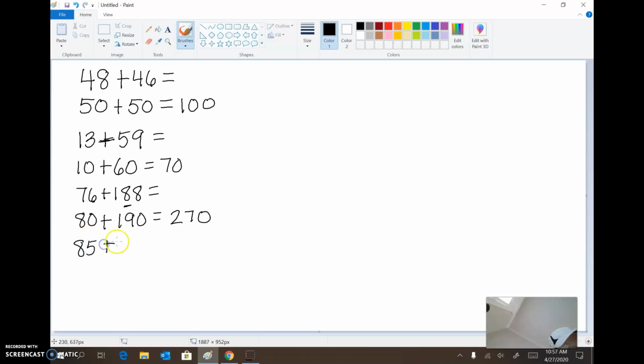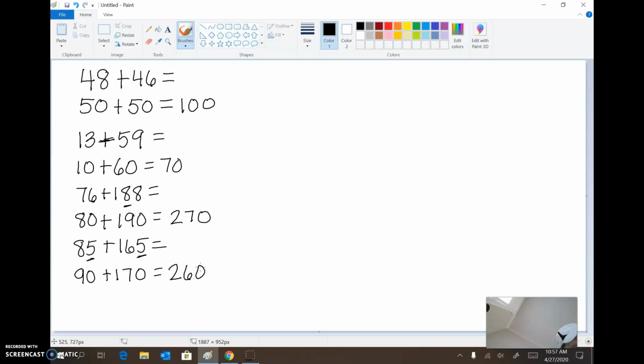All right, let's try this one. 85 plus 165. All right, let's estimate. Remember what we do when we are right smack in the middle of two tens? Most of the time we'll say go on up to the next highest 10. So 85 would be closest to 90. 165 would be closest to 170. So what would 90 plus 170 be? Think about that. 260.